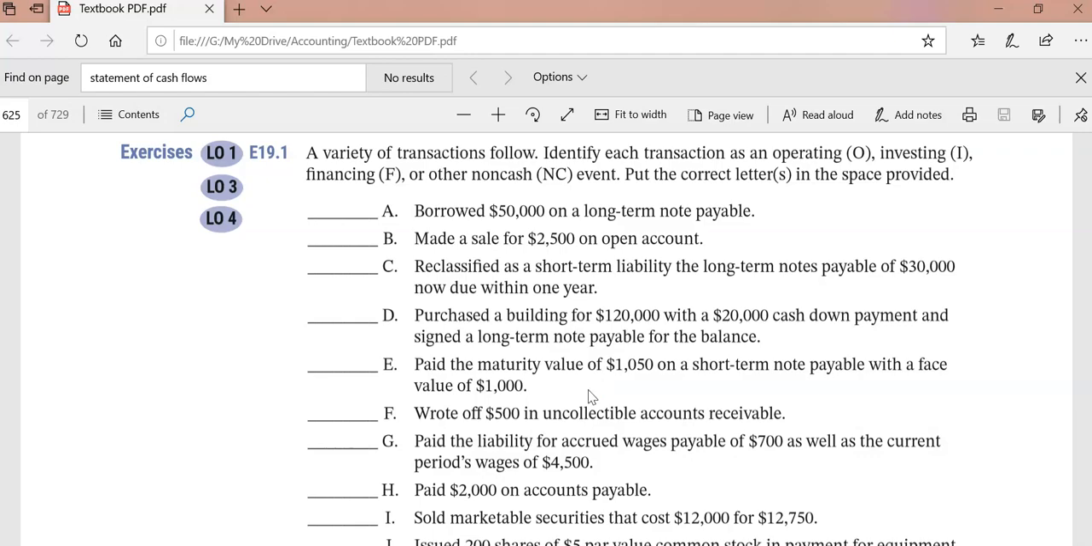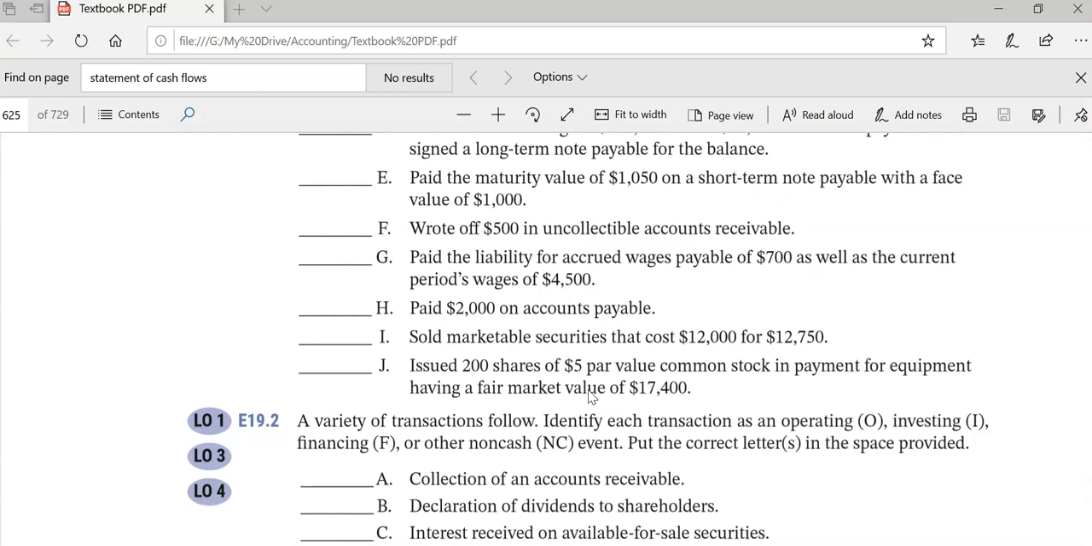G, we paid the liability for accrued wages payable as well as the current period's wages. So we're paying off a current liability. Remember, current is operating, so G is operating. H, paid $2,000 on accounts payable. Once again, that's a current liability, so H is also operating.